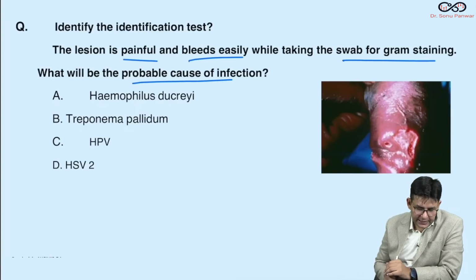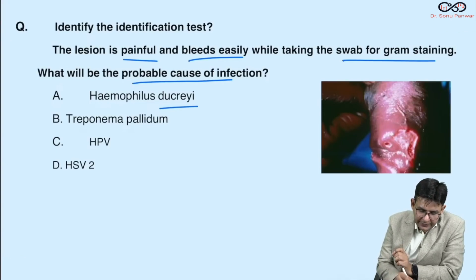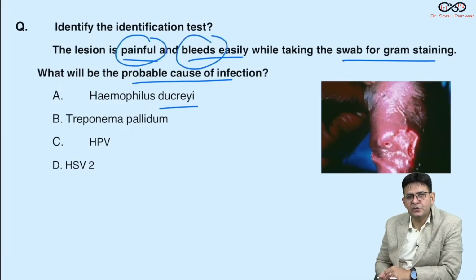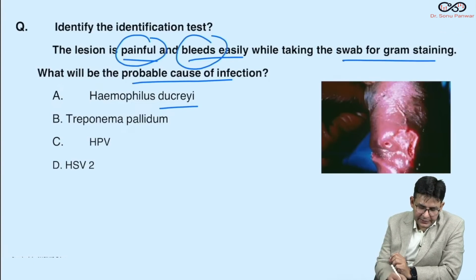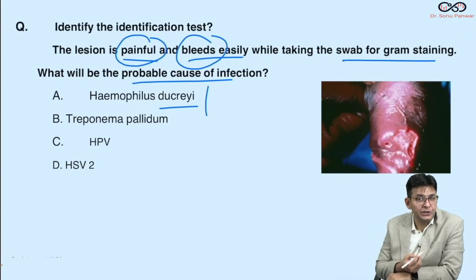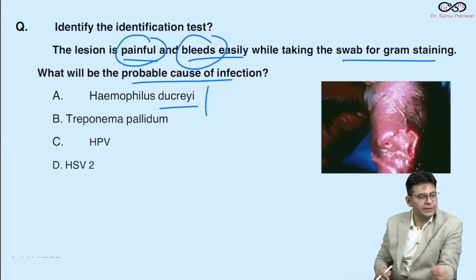And you are right guys, the answer is Haemophilus ducreyi. Dukh raha hai, it's painful and it bleeds. That is chancroid. And the point I want to tell here: when you take the biopsy from here and stain it with Giemsa, you will find what? School of fish appearance or tram track appearance. That is observed in this particular one.